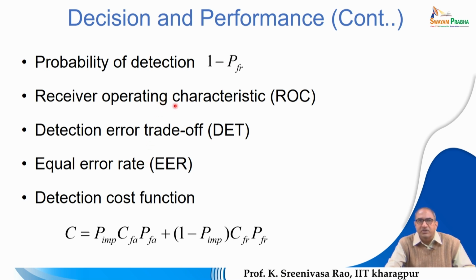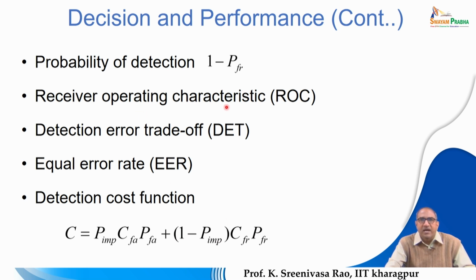And there are other ways to evaluate speaker recognition: the receiver operating characteristic (ROC), detection error trade-off, and equal error rate. When you are performing a speaker verification task, the cost function to be optimized is based on this. As I mentioned, the CFA and CFR should both be minimized. CFA means false acceptance, CFR means genuine rejection. So, both should be minimized, and by using this the cost function can be minimized.